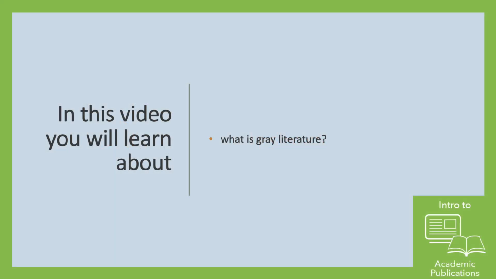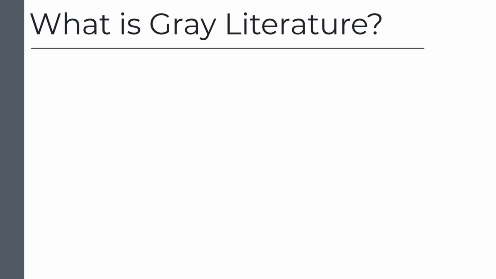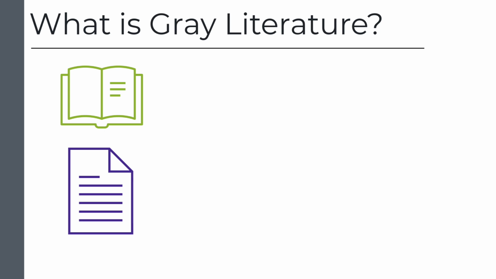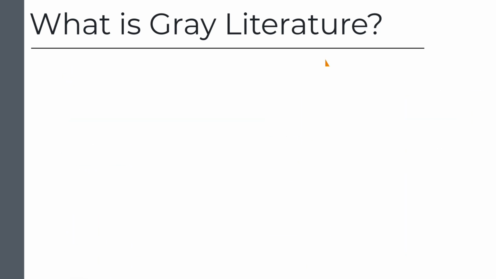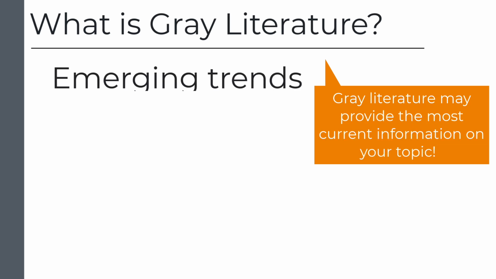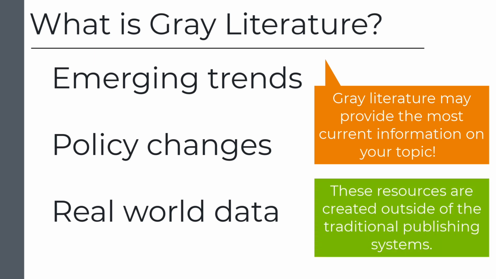In this video, you will learn about what is gray literature. While many of your university assignments will require you to use traditional academic sources like books and journal articles, gray literature can also be a valuable resource. Gray literature may provide the most current information on your topic, offering insights into emerging trends, policy changes, and real-world data. These resources consist of research-relevant documents created outside standard publishing systems.